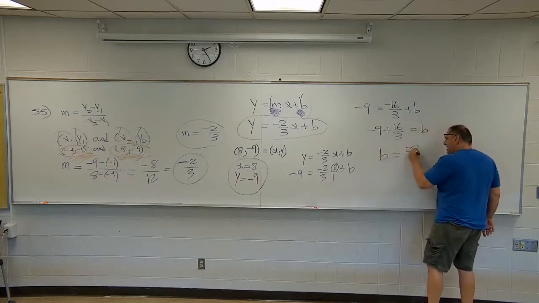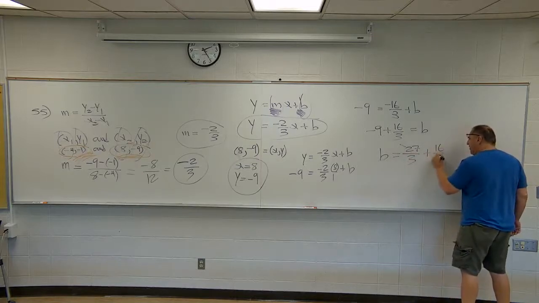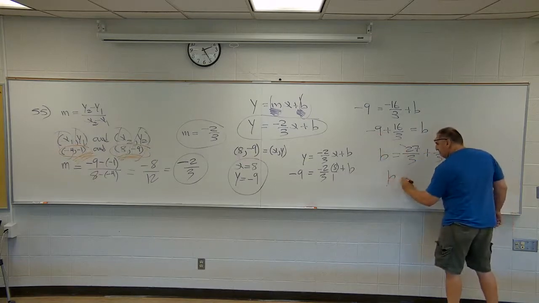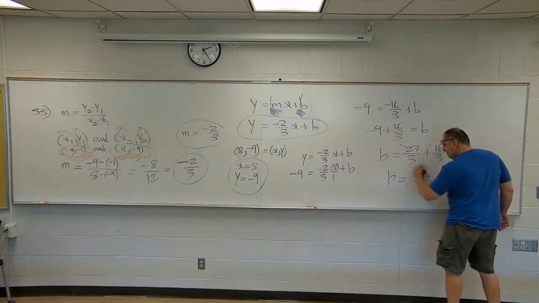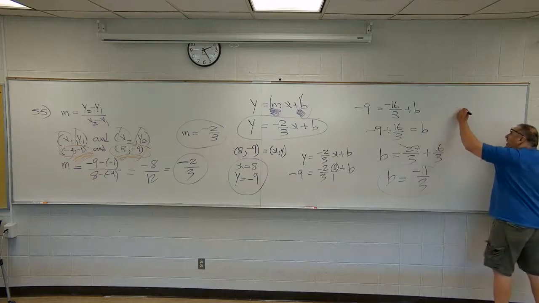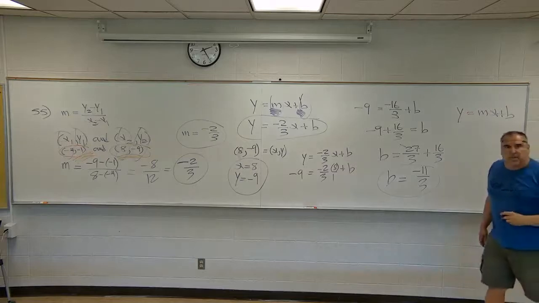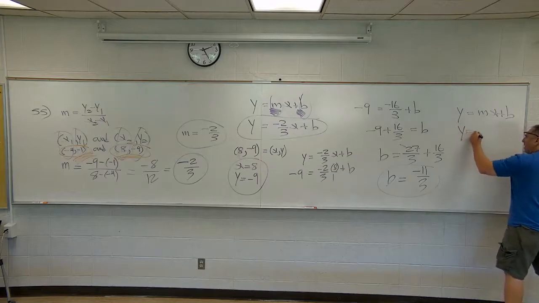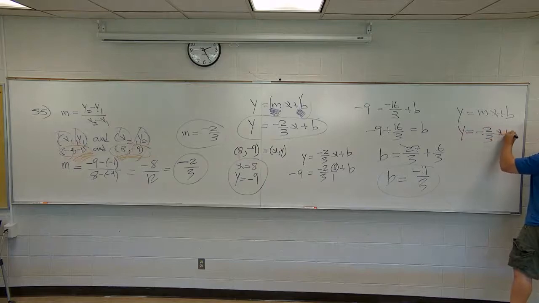Is negative 27 divided by 3 the same as negative 9? Is 16 over 3? Get a common denominator. Got to add them. Add them up. Y equals mx plus b. Y equals negative 2/3 x plus negative 11/3.